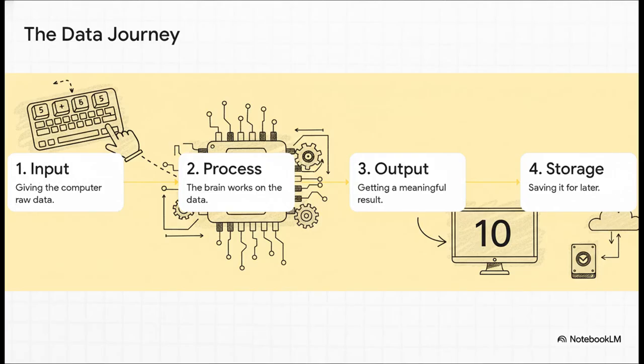At its core, this whole map follows a simple 4-step dance. It's often called the input-process-output cycle. First, you give it input. In our case, that's the 5, the plus, and the other 5. Then, the computer's brain will process that data, do the actual math. Next, it gives you a meaningful result, the output. That's the number 10 on your screen. And finally, if you wanted to, you could use storage to save that result for later. Input, process, output, and sometimes storage. That simple loop is the blueprint for everything a computer does.